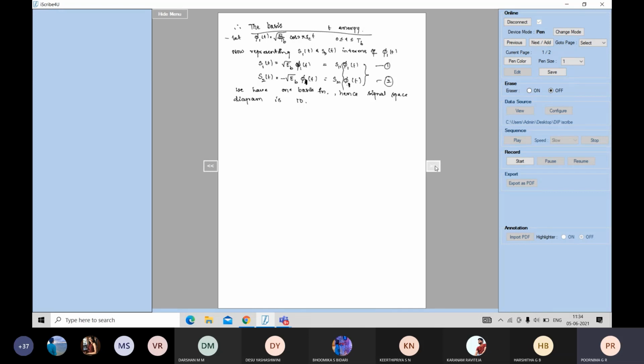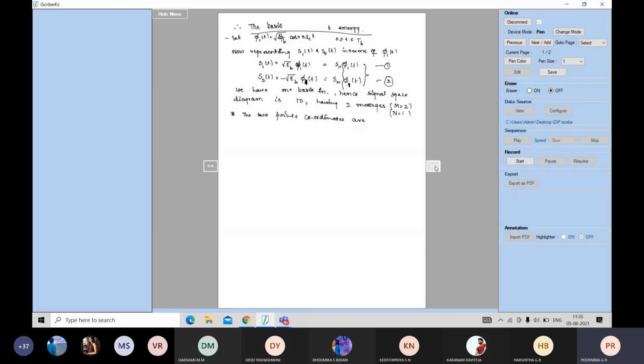This one dimensional signal space diagram has two messages, so M equals 2 and N equals 1. This is what you have to consider. Now we have to find the coordinates of the two message points, which are computed as follows.